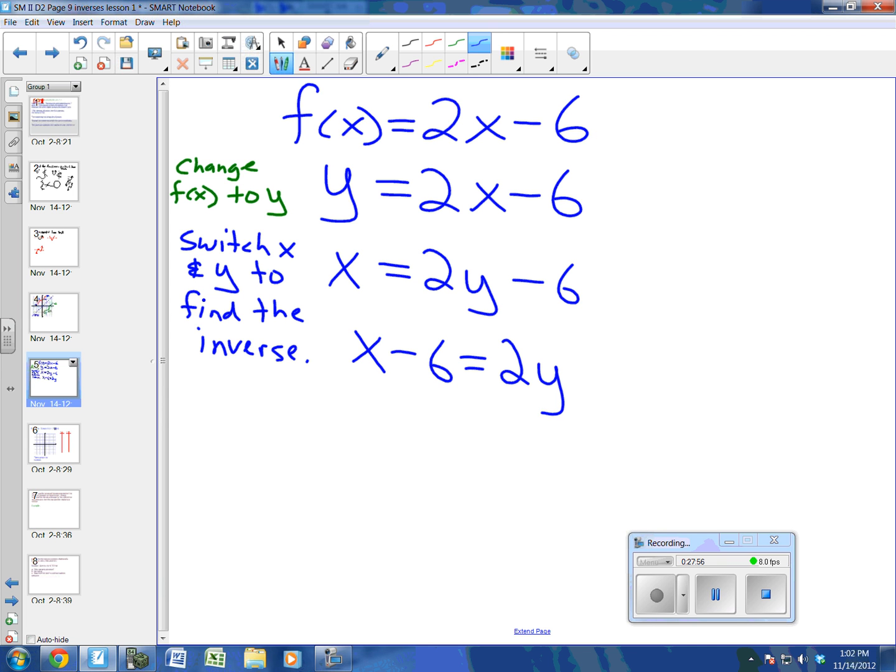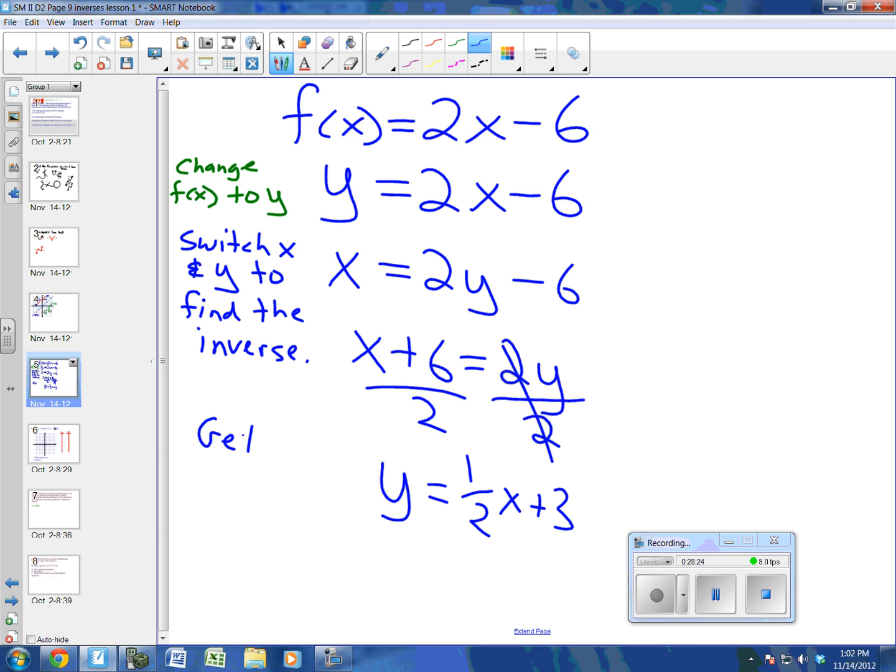Well, first thing is to add 6 to both sides, right? Add 6 to both sides. I'm going to get x plus 6 equals 2y. And then divide by 2. Cancel out. And 1 half x plus 3 if you divide the 2 in each term. Okay? 1 half x plus 3. So y equals 1 half x plus 3.